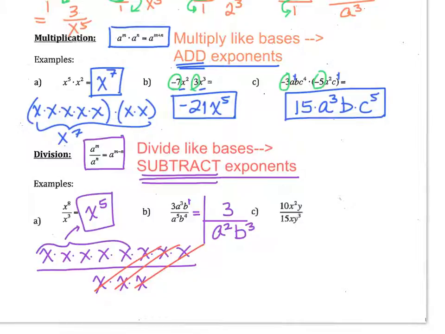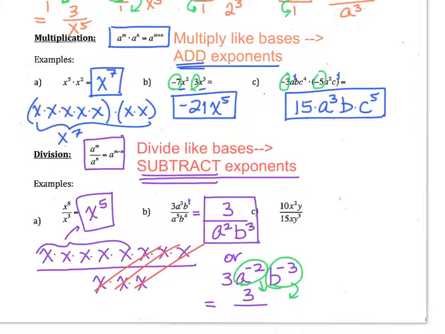Now, if you prefer, you can use the subtraction rule here and say, okay, 3 stays 3. A to the 3 minus 5 is negative 2. B to the 1 minus 4 is negative 3. But remember, that's not simplified, so leave the 3 where it is. It does not have a negative exponent. It stays where it is. And these guys move down. So they move down and become positive exponents: a squared, and b to the third. Same answer, 2 different ways of doing it.